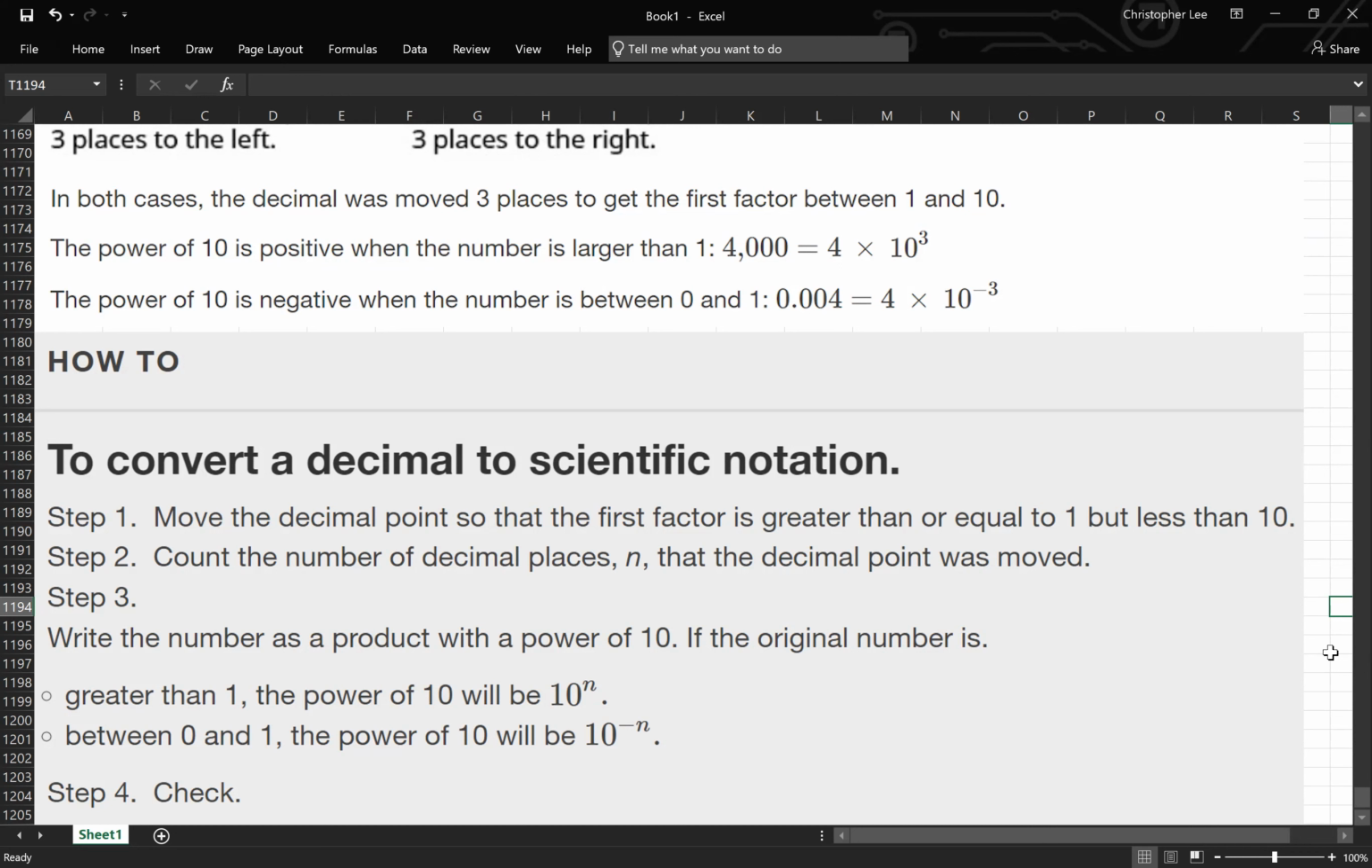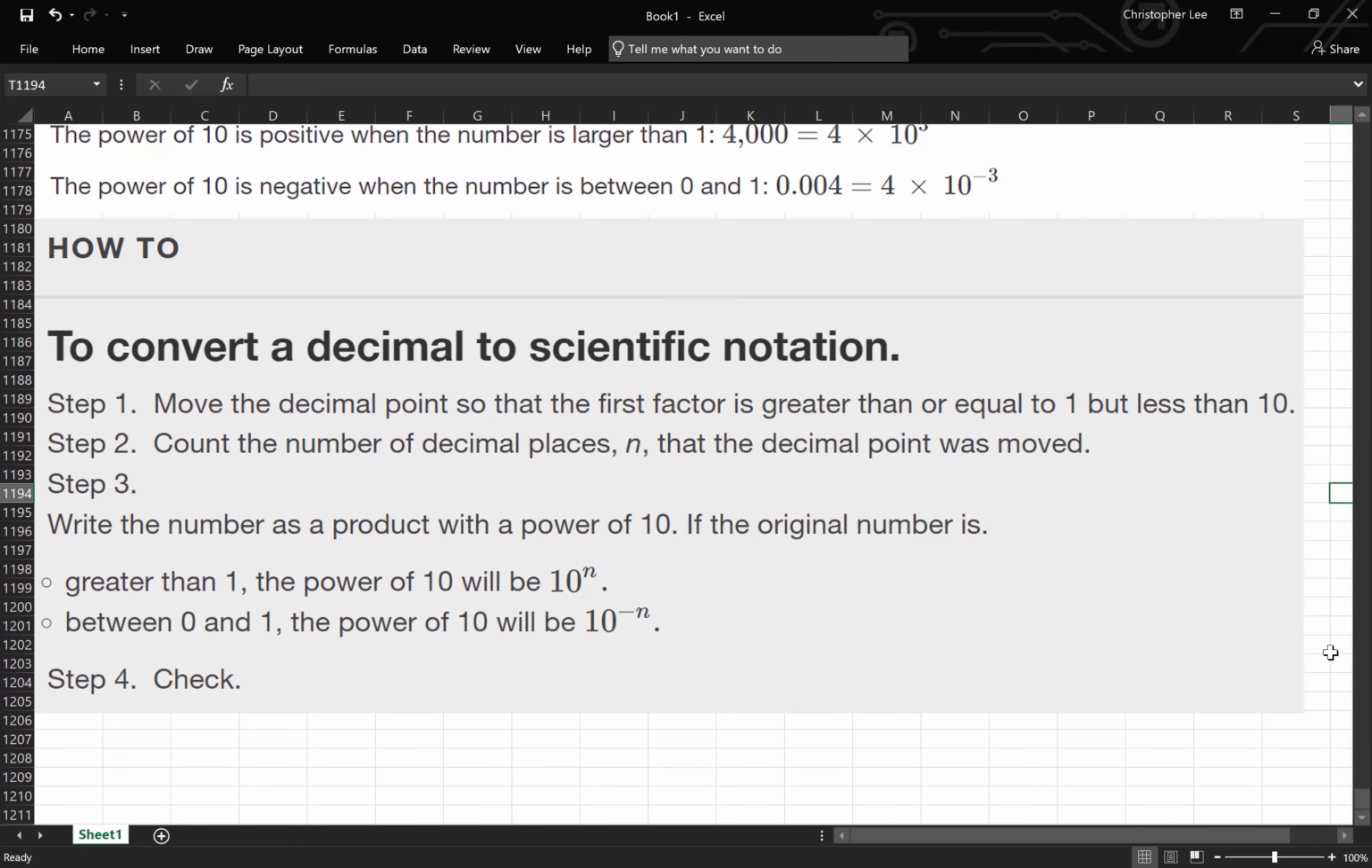Step two, count the number of decimal places. This is the part I hate. Count the number of decimal places n that the decimal point was moved. And then step three, write the number as a product with a power of 10. If the original number is greater than 1, the power of 10 will be 10 to the n power. If it's between 0 and 1, then the power of 10 will be 10 to the negative n power. And then step four is to just check your answer. And that's how we do it.